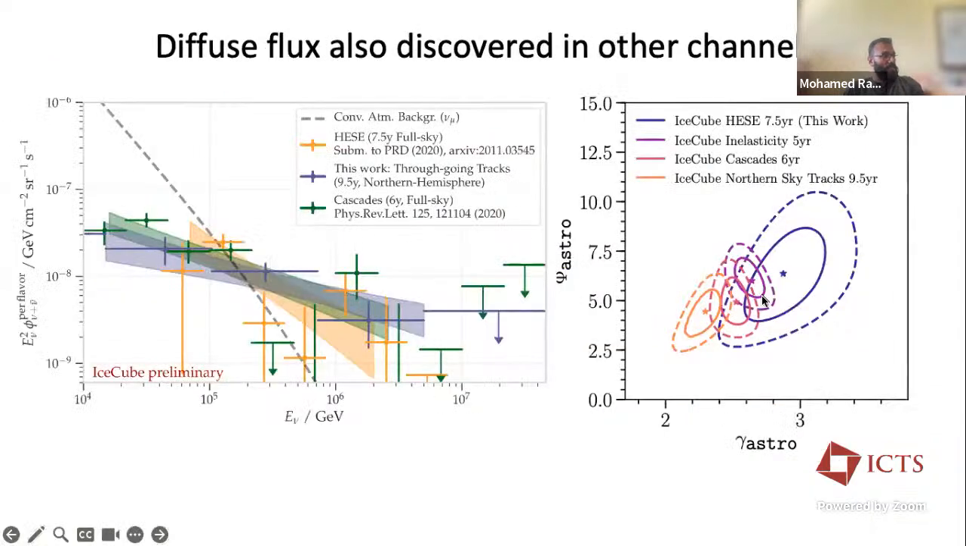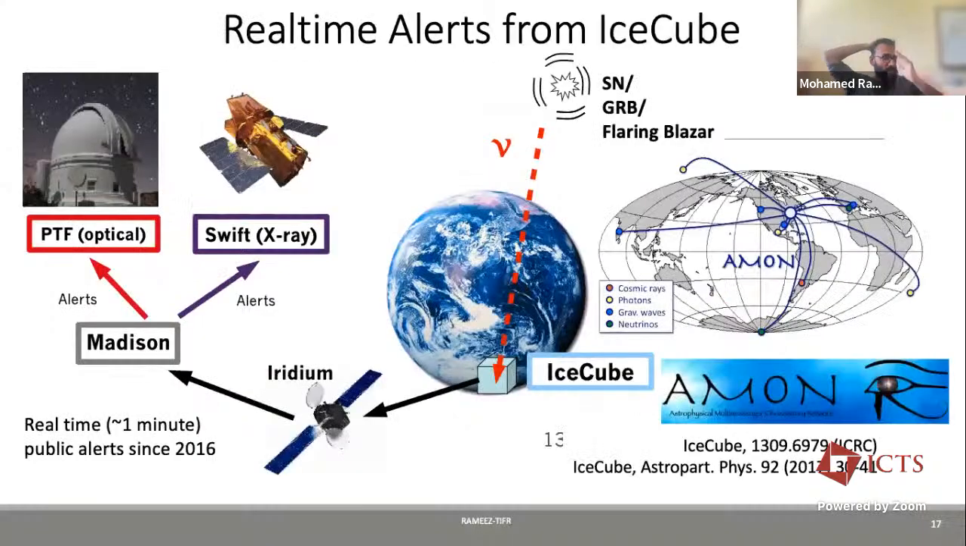Now, I mentioned that we couldn't find any sources by looking for statistically significant clustering. And so one of the things we decided back in 2015 or so is that we should alert the community as soon as possible the moment we see an event of interest that we believe is of astrophysical origin. This involved a significant number of challenges when we first made the decision to do this.